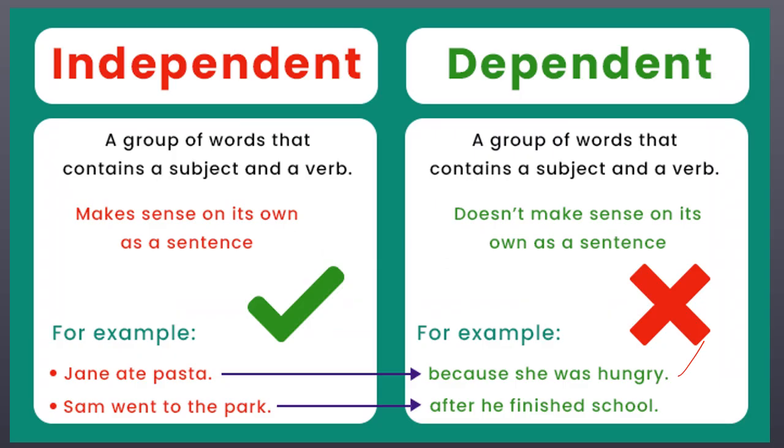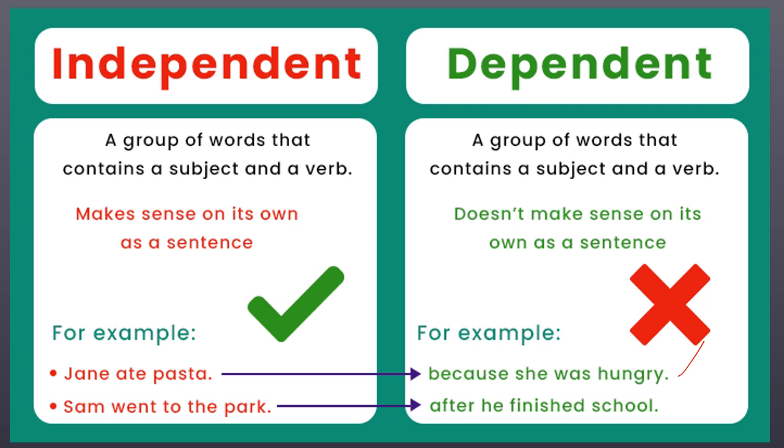More explanation about independent and dependent. Independent is a group of words that contains a subject and verb. It makes sense on its own as a sentence. For example, Jane ate pasta. Sam went to the park.